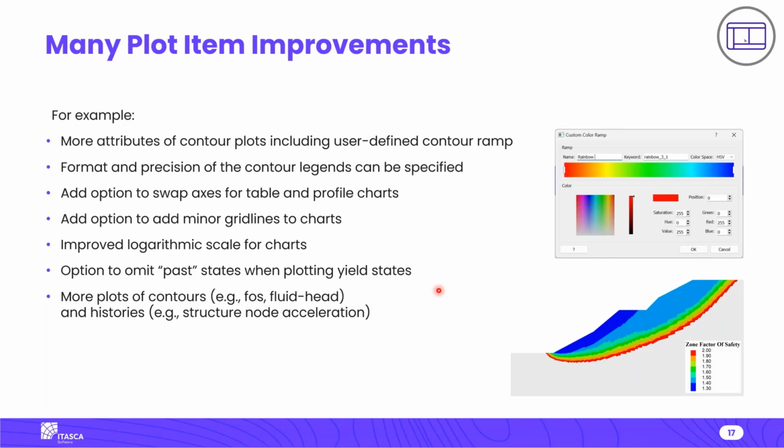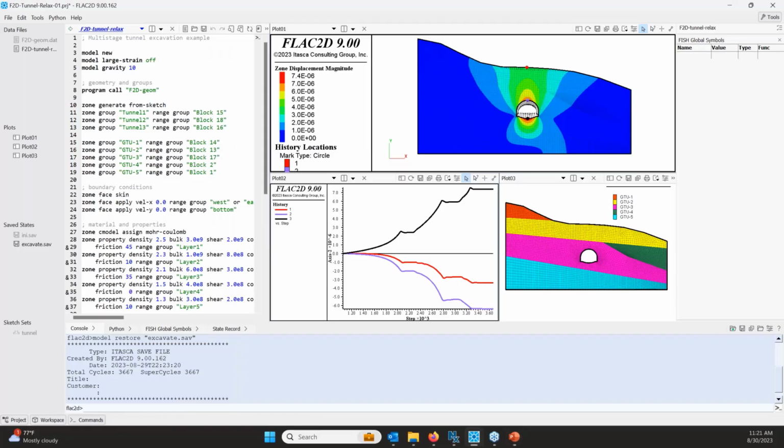Also, there's an option to add minor grid lines to charts, and improved logarithmic scale for charts. This is a very useful option to omit past states when plotting yield states. And in general, more options for contour plots and histories. So with this, I would like to show how the user interface looks.